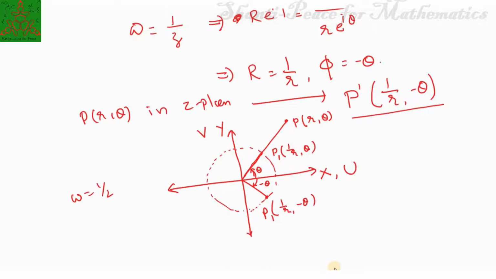Z is equal to 1 followed by the reflection, the inversion into the real line. So whatever the point is there, that's a reflection with respect to the real axis. So that is the reflection inversion transformation. Let us solve some examples on this.